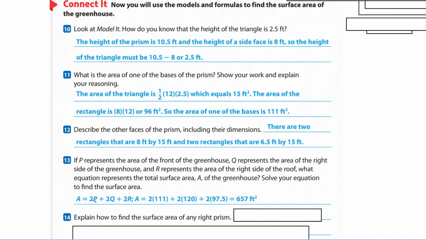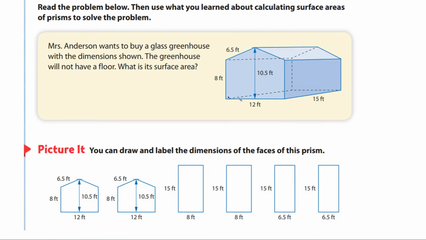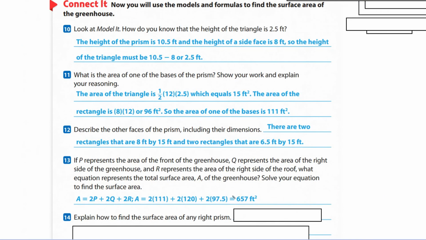A, the area, equals 2P. There's two of those, right? Front and back. Plus 2Q. There's two of those, right and left side. Plus 2R. Right side of the roof and left side of the roof. And now we just plug in what we just found up here. So 2 times 111, because the area of this shape combined is 111, and there's two of them, correct? 2 times 120.